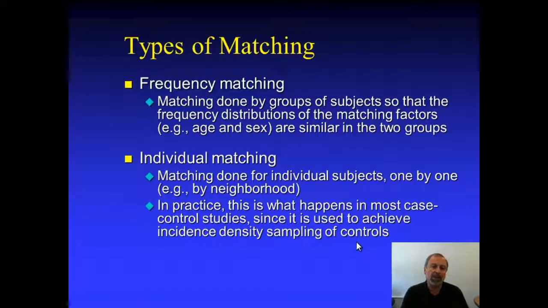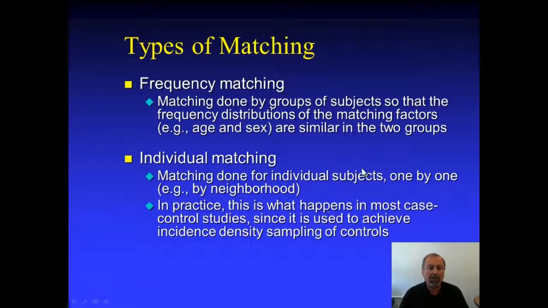But that's not the case with individual matching, the other sort of matching. This is where, when you obtain a case for your study, you then select some controls. You may just select one, or you may select maybe up to four, say, who are similar in terms of the matching factors. We'll give you some examples to explain that, but basically, we do it one by one.